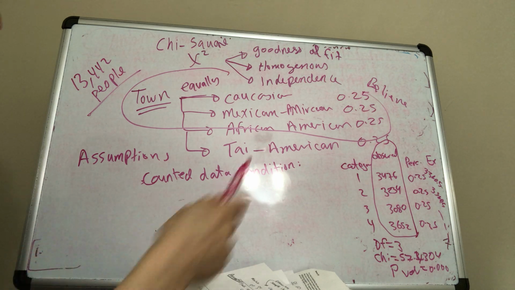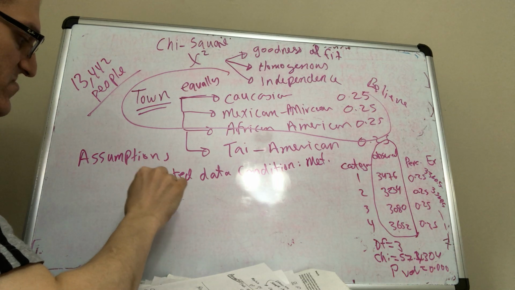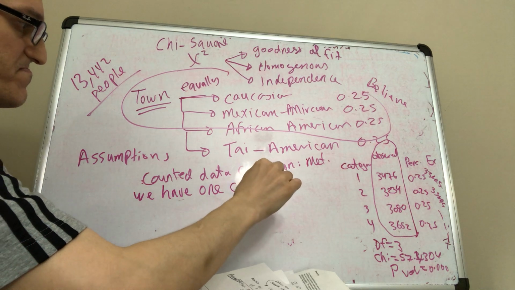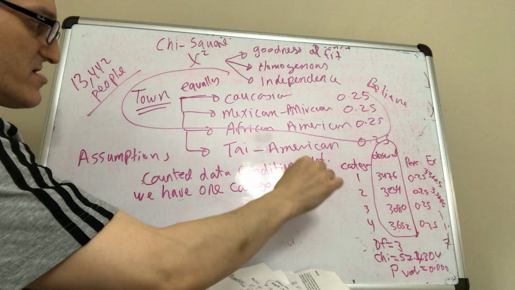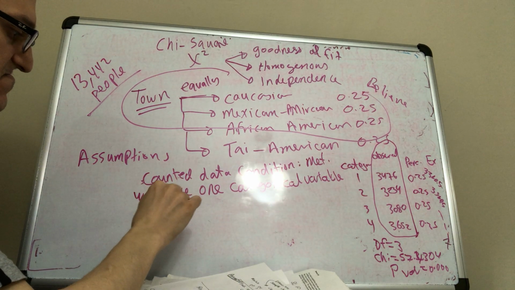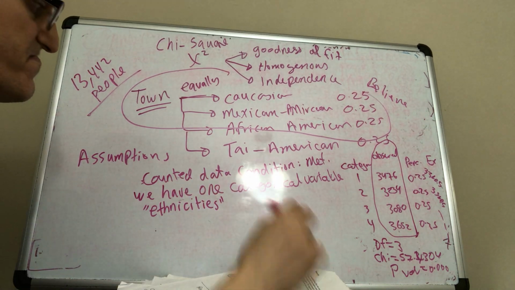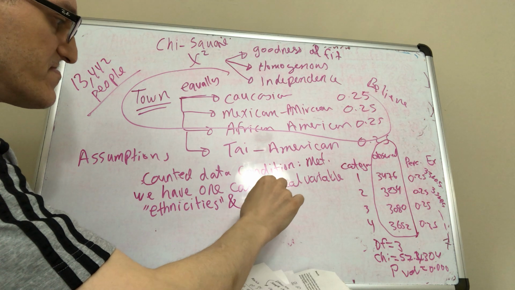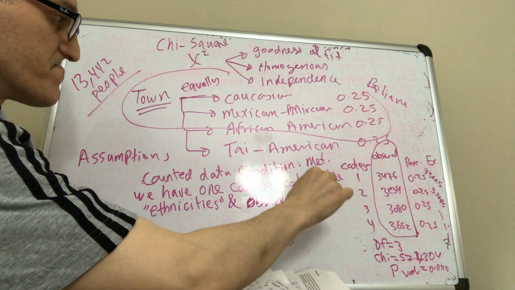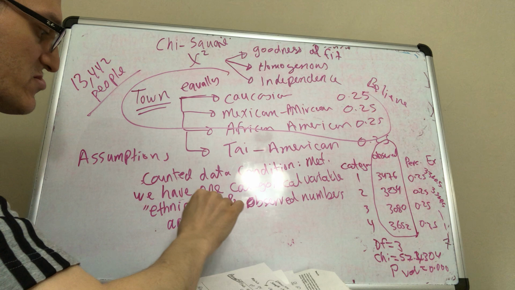So the counted data condition is met. Reason, we have one categorical variable, in this case the ethnicities, and observed numbers. These numbers are counts of people.